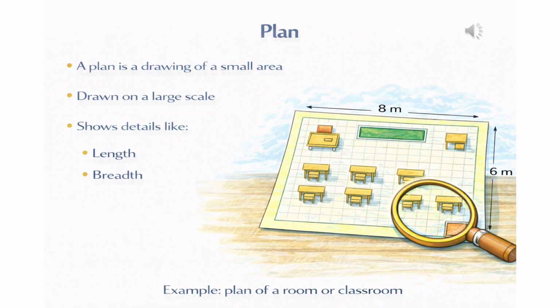A plan is a drawing of a small area. It is drawn on a large scale so it shows more details. A plan shows details like length and breadth. Examples include a plan of a room or classroom.